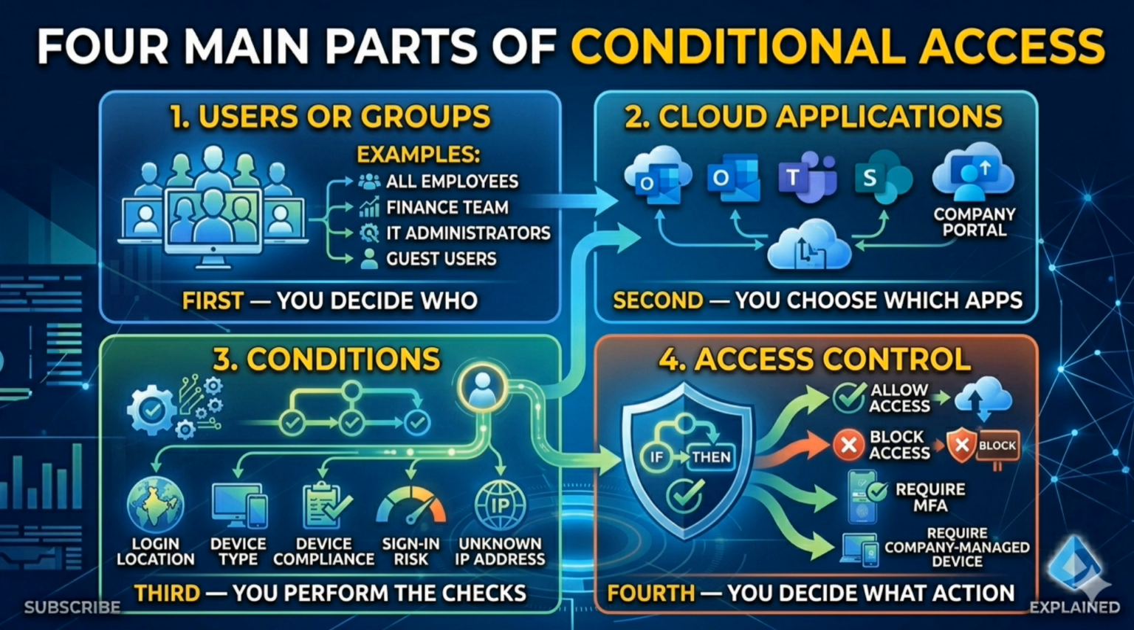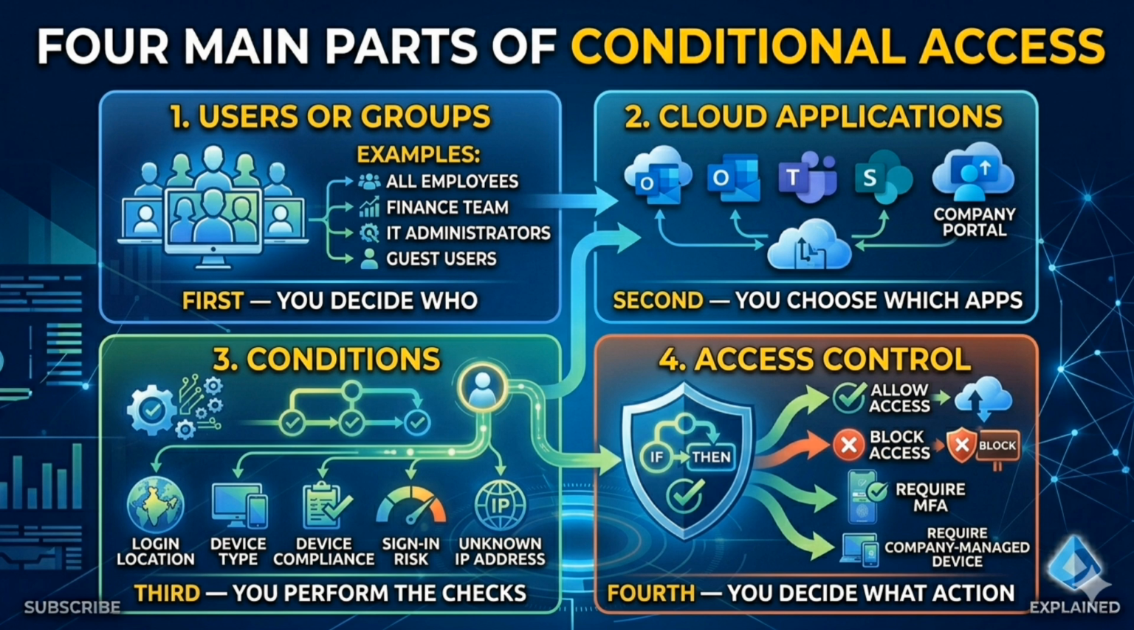Conditional access has four main parts. First, users and groups. In that, you can decide who the policy applies to. For example, the policy will be applied for all the employees, for the finance team, for the IT administrators, or for the guest users. Second, cloud applications. You can choose which applications you want to protect, like Microsoft Outlook, Teams, SharePoint, or company portals.